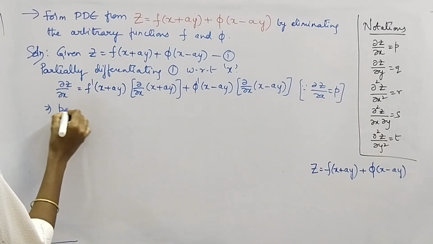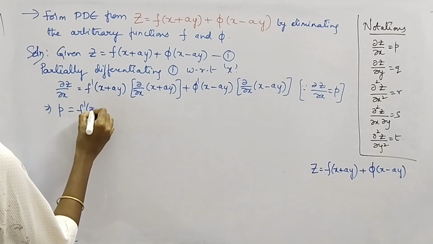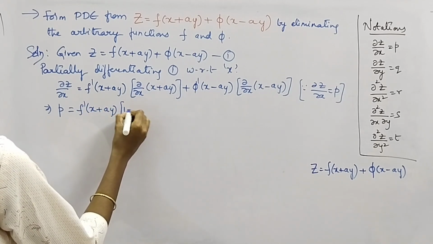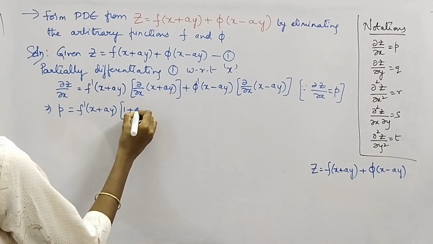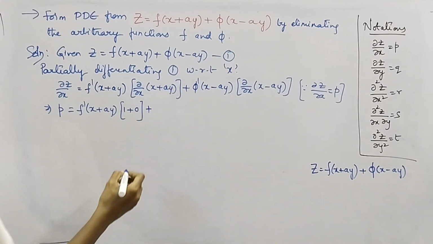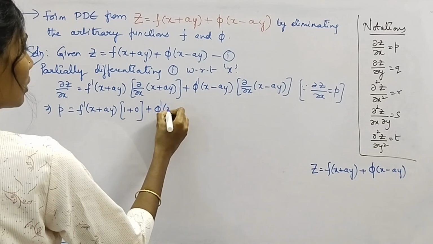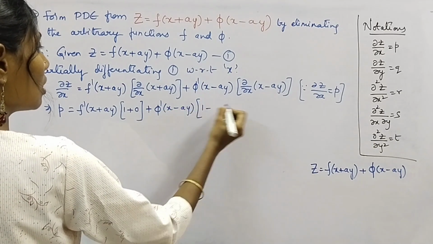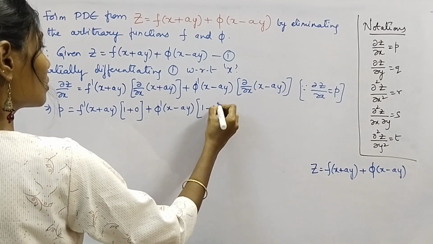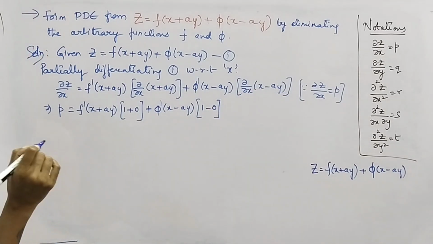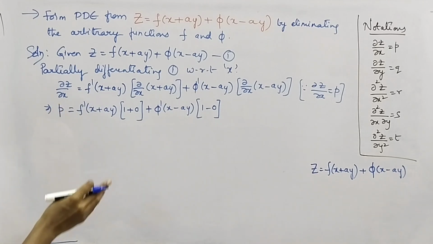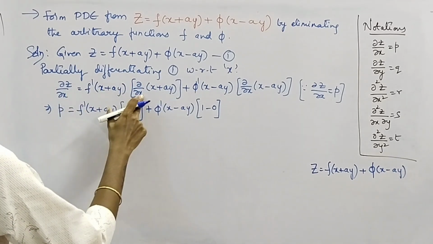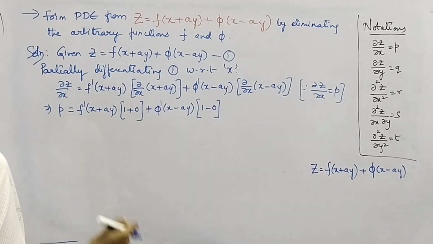Just replace it by p, you'll get p equal to f dash of x plus ay into partial derivative of x with respect to x is 1 plus partial derivative of a constant with respect to x is 0 plus phi dash of x minus ay into partial derivative of x with respect to x is 1 minus partial derivative of ay with respect to x is 0. Since ay is treated as constant, okay, a is constant and y is treated as constant in this equation because we are partially differentiating with respect to x, right?